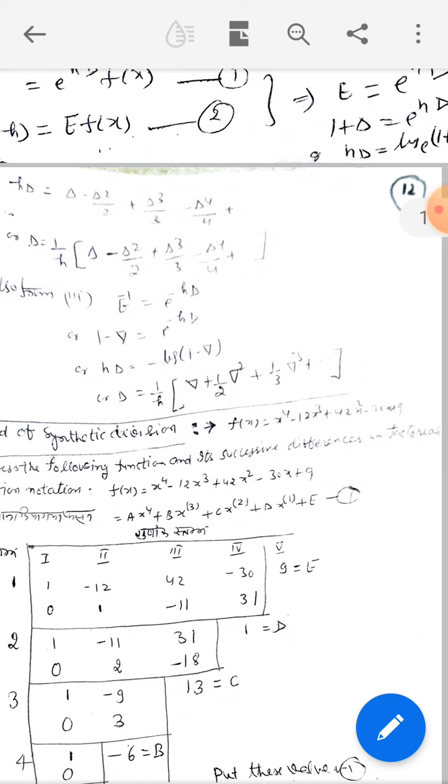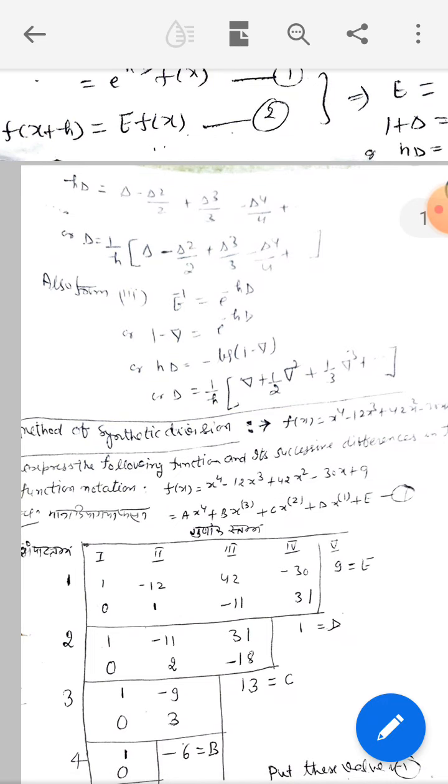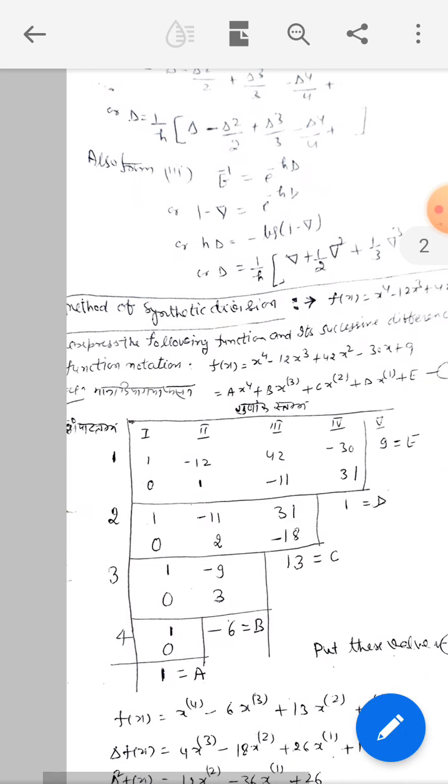And we can also define that the inverse displacement operator is equal to e to the power minus hD, and the inverse displacement operator E inverse is equal to 1 minus nabla. So 1 minus nabla is equal to e to the power minus hD, or hD is equal to minus log of (1 minus nabla), or D is equal to 1 by h into (nabla plus half of nabla squared plus 1 by 3 nabla cubed plus further terms of this).